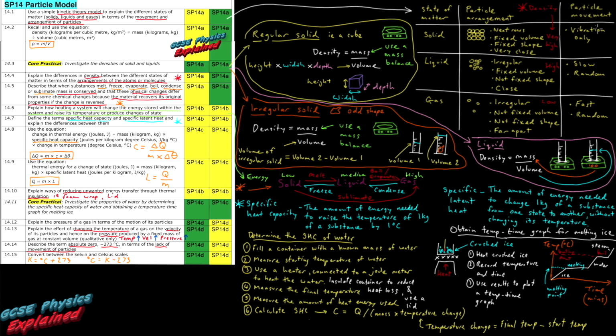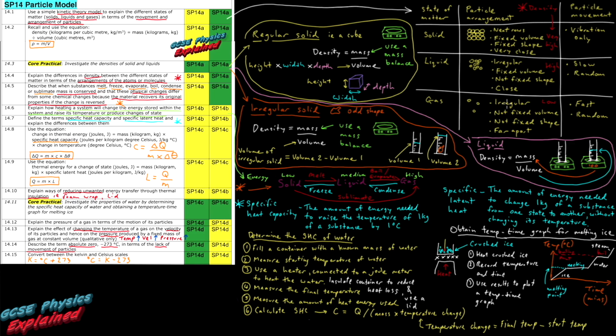And how do the particles move? Well, by vibration only, because they're bonded together. The particles in a liquid are irregular, which means they're all over the place. They've still got a fixed volume, but they don't have a fixed shape. They'll fill the shape of the container, and the particles are close together as opposed to very close in the solids. How do they move? Well, the particles move slow and randomly.